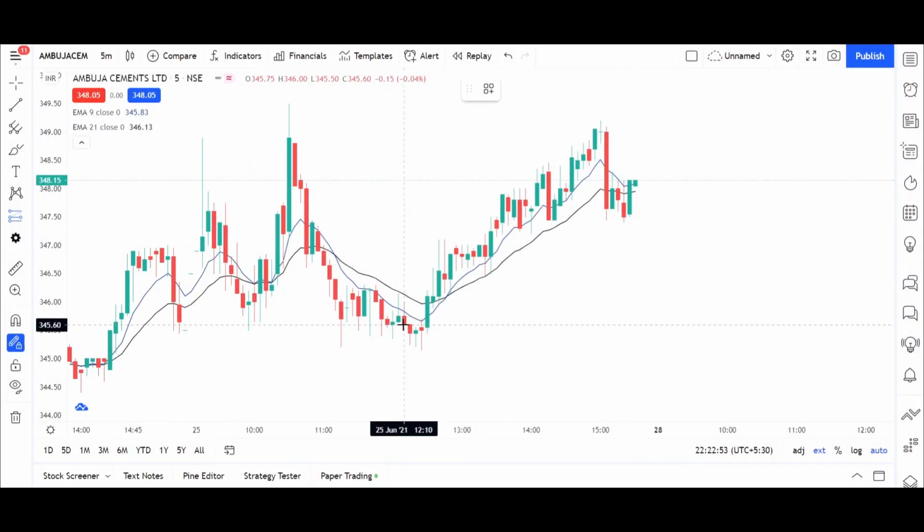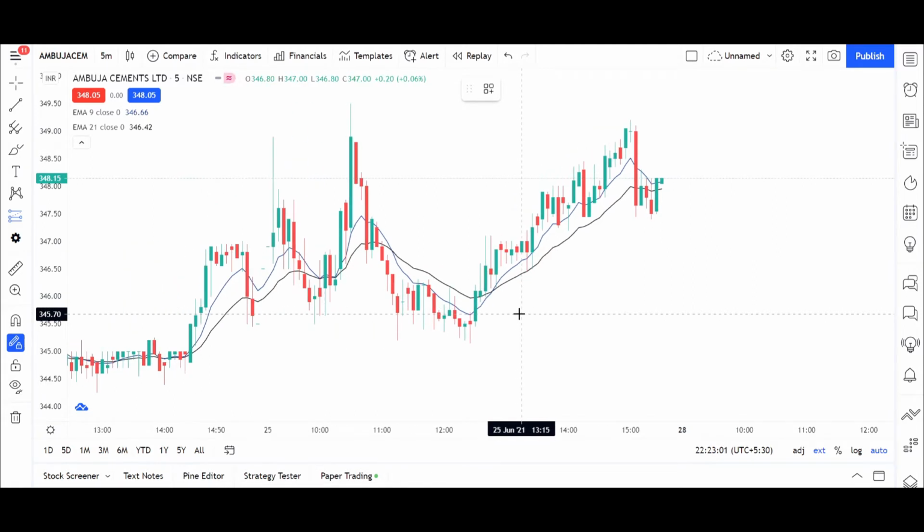Okay guys, so now I'll be showing you how you can take trades using the 9 and the 21 EMA crossover. First I'll show you how to take a bullish trade using the 9 and 21 EMA crossover. So what does the crossover mean? A crossover simply means when the smaller EMA crosses above or from underneath the other, it generates a buy or a sell signal.